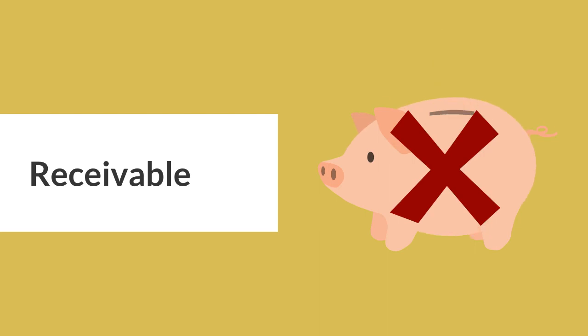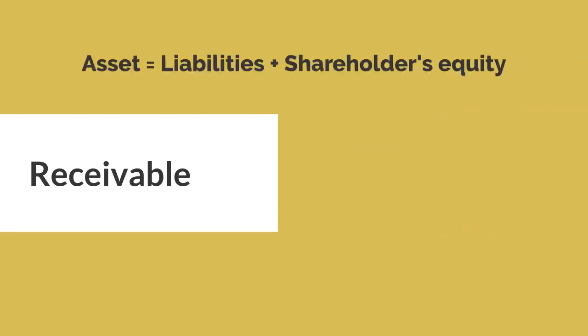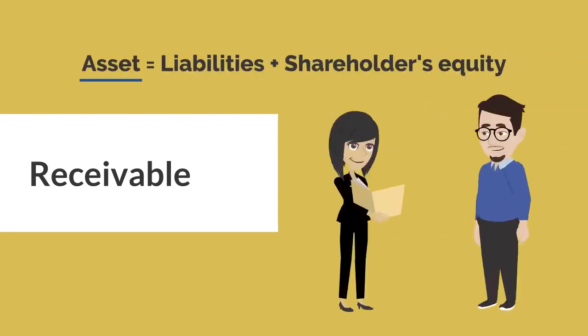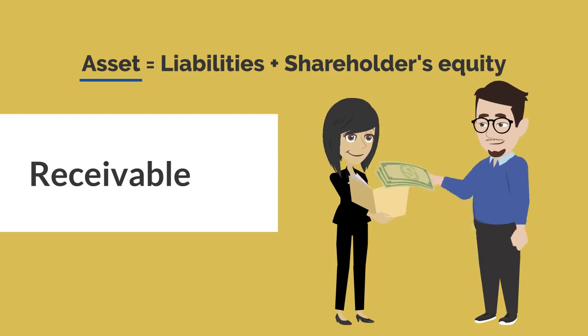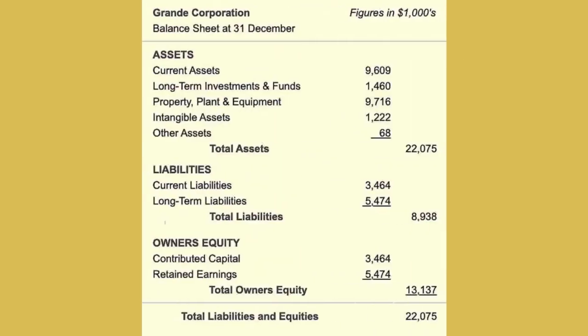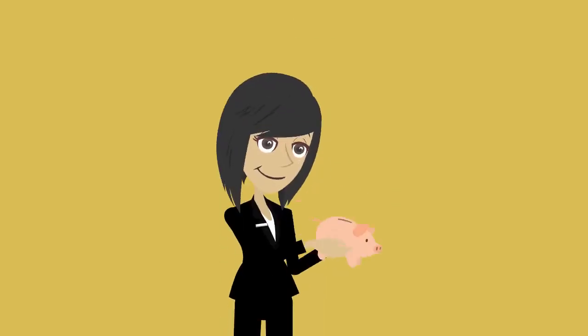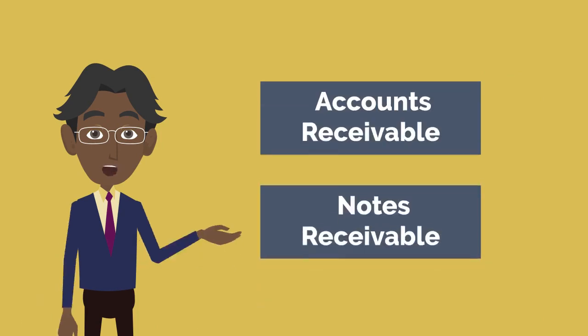Receivables are not cash, but they are recorded on the asset side of the balance sheet because the company anticipates receiving that amount of cash from the customer in the future. On the balance sheet, receivables are recorded as current assets if they are due in less than a year, and as non-current assets if they are due in a year or longer. There are several types of receivables, but in this session, we will focus on two common ones: accounts receivable and notes receivable.